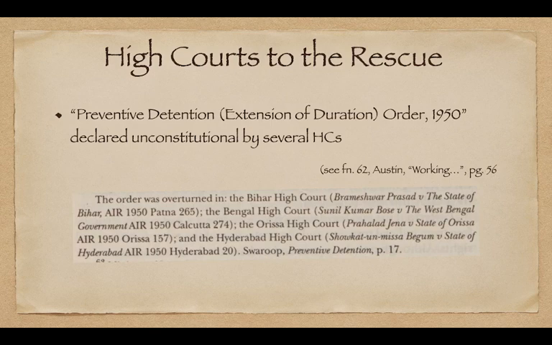I have pasted the footnote that appears in Granville Austin's Working a Democratic Constitution, page 56, footnote number 62. You can view Austin's book online at archive.org. That is where I have taken this screen print from. Archive.org allows you to borrow the book for 1 hour, I think, if I remember correctly. So anyway, that is the list of high courts which found the presidential order, Preventive Detention Extension of Duration Order 1950, to be unconstitutional.